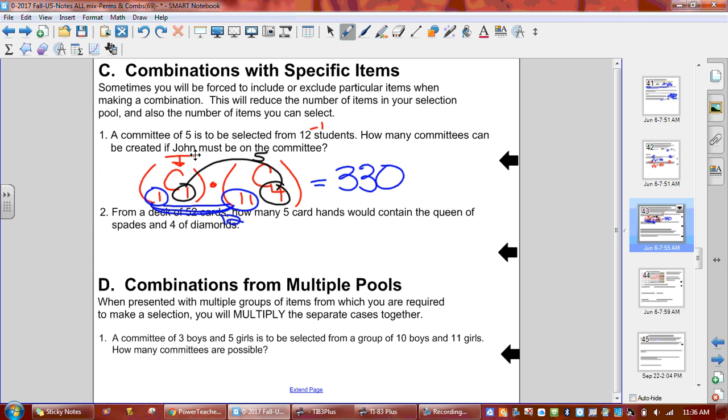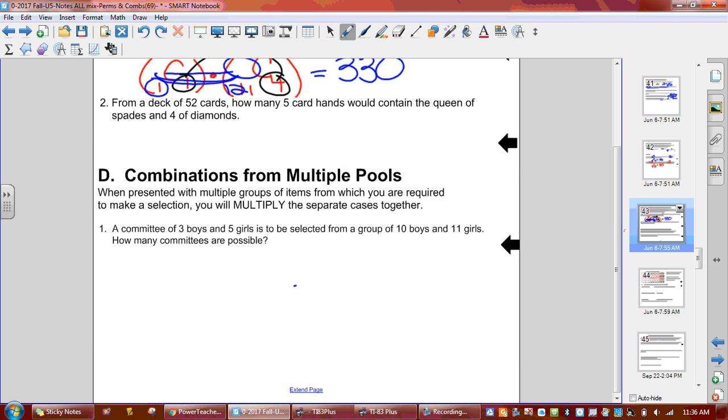Okay. The next one, deck of 52 cards. You need to make a 5-card hand, but they're giving you specifics. You need to use the Queen of Spades and the 4 of diamonds, and then I need 3 other cards. Now, why do I need 3 other cards? Because I need a 5-card hand. So, our N numbers should total 52. Our R numbers should total 5. And we add up all the N's, and we add up all the R's once we separate them all.